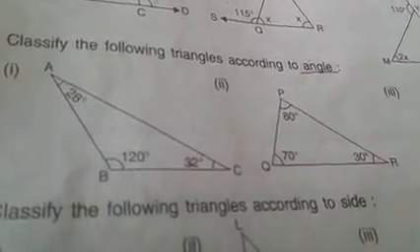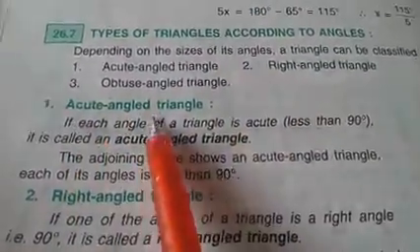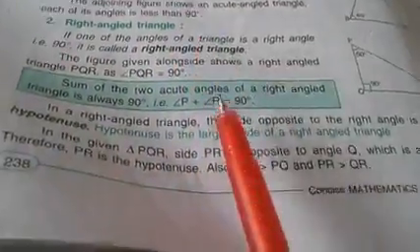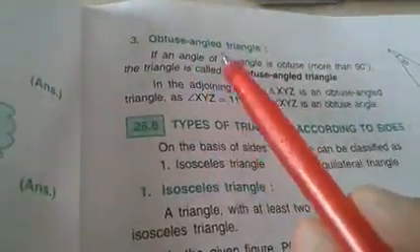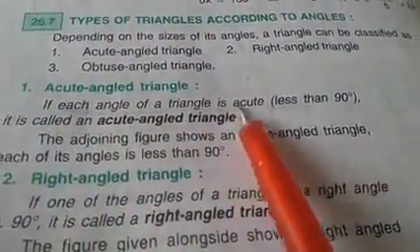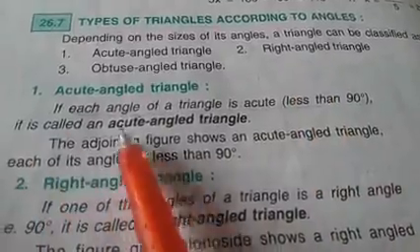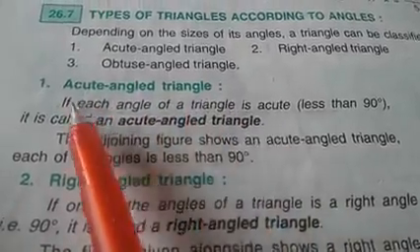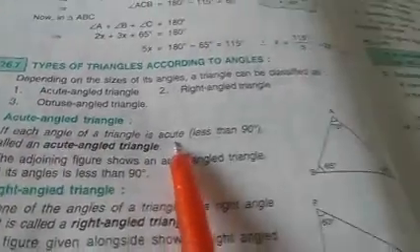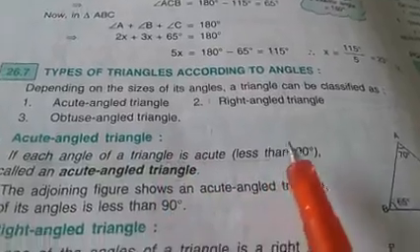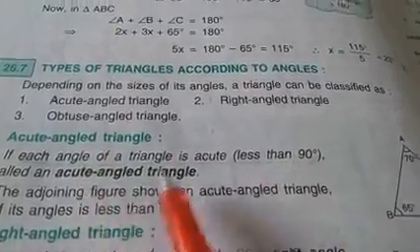So, according to angles, we have three types of triangles: acute angled triangle, right angled triangle, and obtuse angled triangle. Okay, so what is acute angled triangle? If each angle of a triangle is acute, that is less than 90, it is called an acute angled triangle. What is acute? Less than 90 degree, then that triangle is known as acute angled triangle.